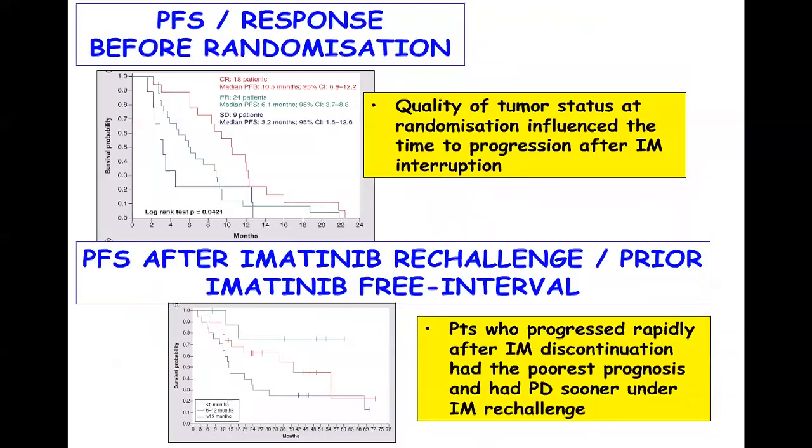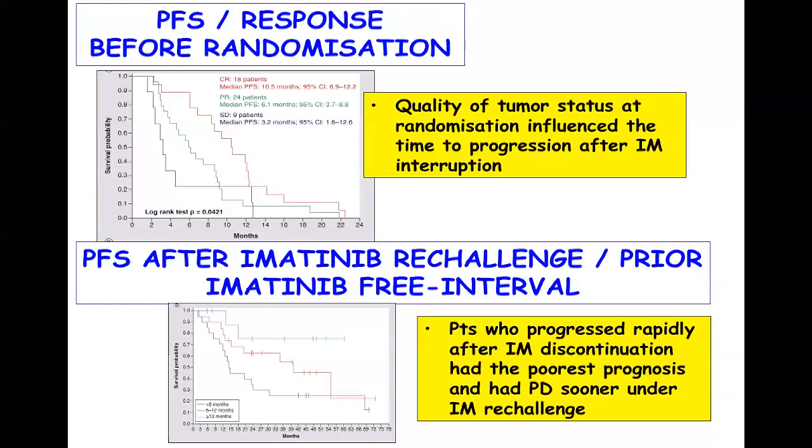This slide shows you the PFS according to response before randomization. Complete response, median PFS 10 months. Partial response, median PFS 6.1 months. Stable disease, median PFS 3.2 months. So the quality of tumor status at randomization influences the time to progression after imatinib interruption.